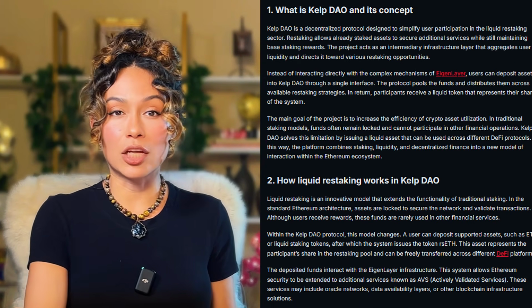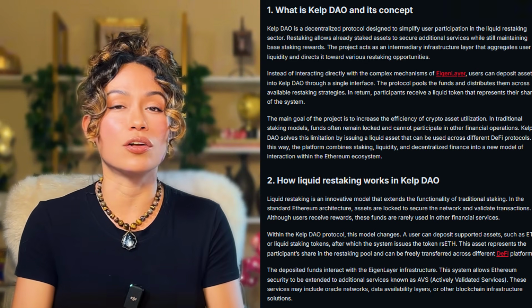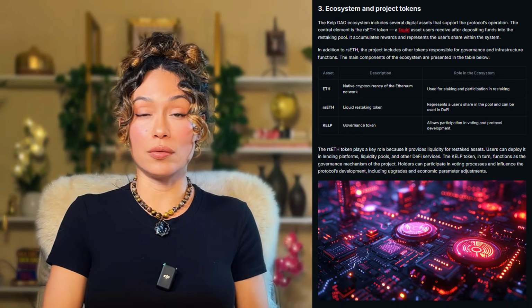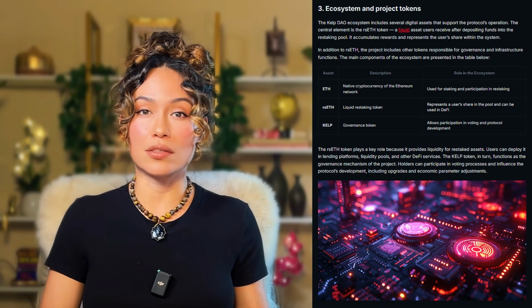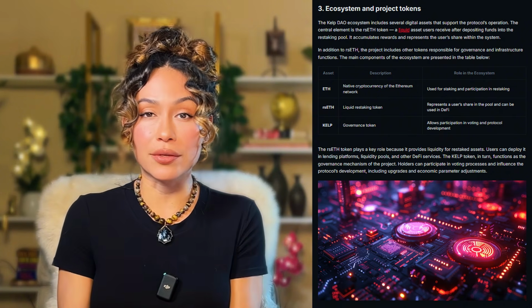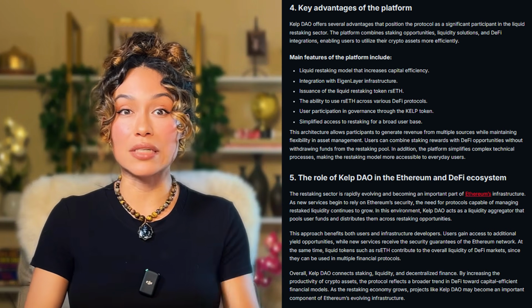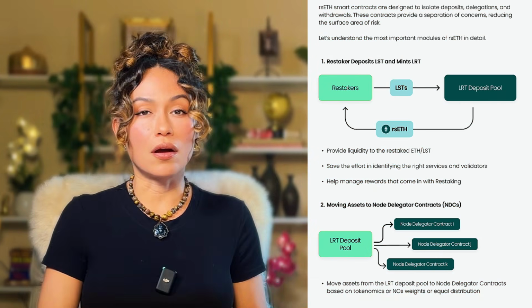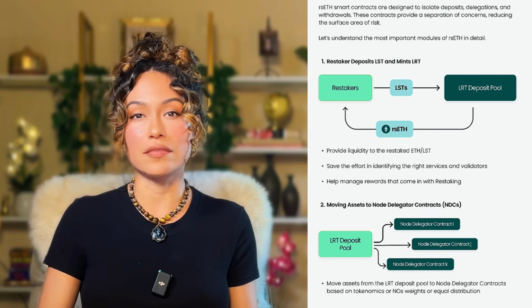Protocols like Kelp DAO let you restake through Eigenlayer without giving up liquidity. So you deposit your Ether, Kelp stakes it, restakes it, and gives you back a token called RS-ETH. So that token represents your restaked position. You can still trade it, you can still lend it, you can post it as collateral, all while your underlying capital is earning triple stacked yield in the background. So RS-ETH is a receipt for a receipt for a receipt, if that makes sense.